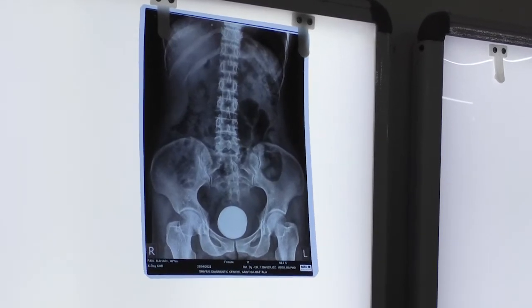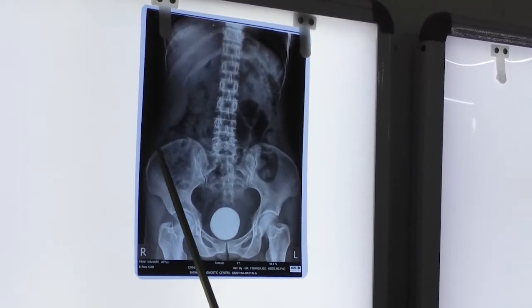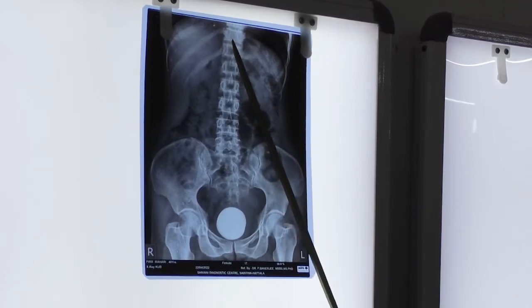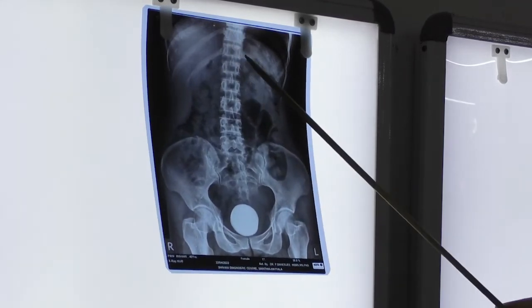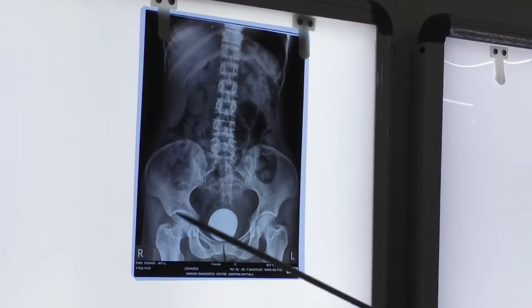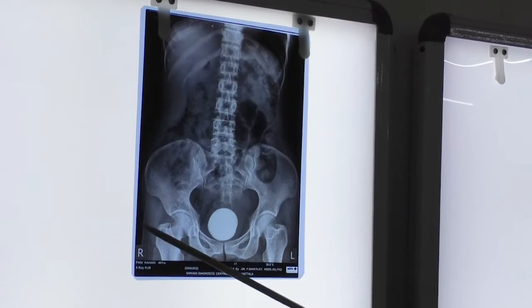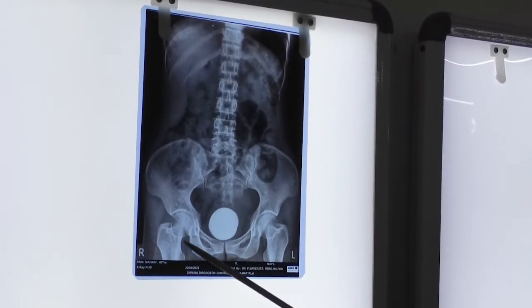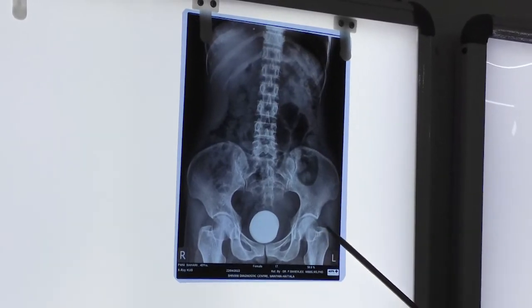Okay. So this is a plain or straight X-ray of the abdomen showing the lower thoracic vertebra and the lumbar vertebra, sacrum, ilium, sacroiliac joint, and we can also see the hip joint and the head of the femur.